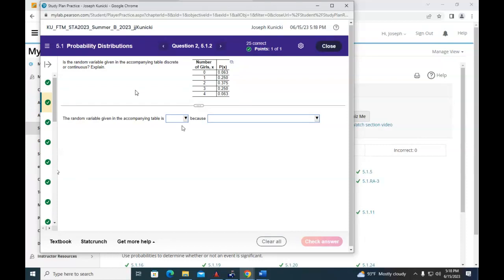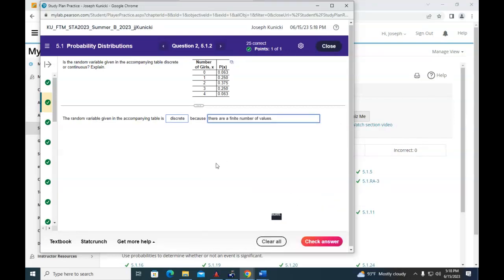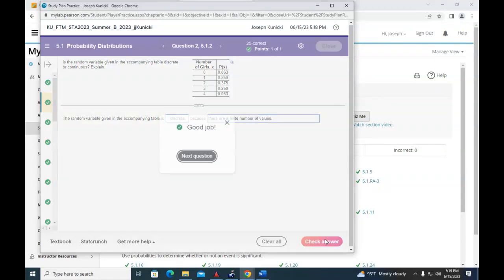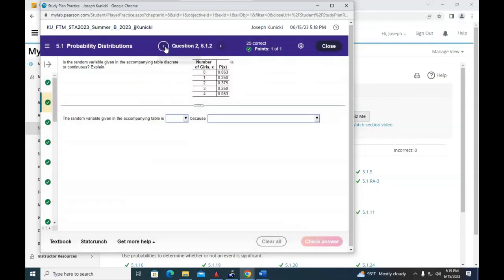So the random variable given is discrete mainly because there's a finite number. That's the bottom line. We're also going to point out that these will have to be numerical. We can't have a nominal, like gender or true false. It has to be numerical data. I mean, there's times when you can do those kind of distributions, but they're not what we're going to study. So the main thing here is that it has a finite number of values.